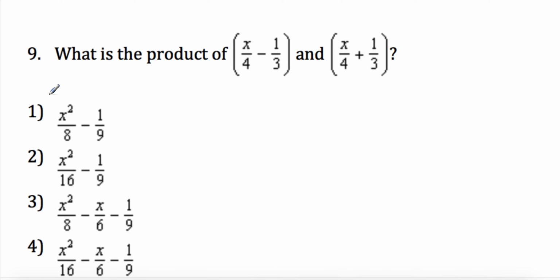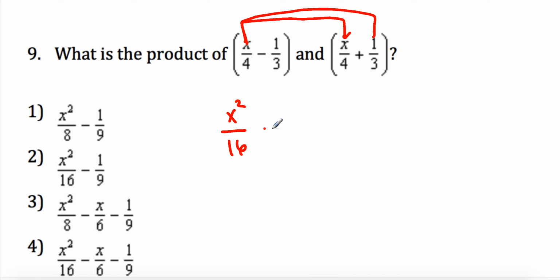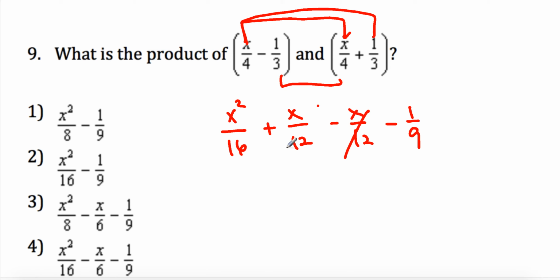Number 9. Let's multiply them together. So here when you multiply these two, we get x squared over 16. And these two becomes plus x over 12. And this becomes minus x over 12. Lastly, it becomes 1 over 9. So these two middle terms cancel out. So we get x squared over 16 minus 1 over 9, which is choice 2.